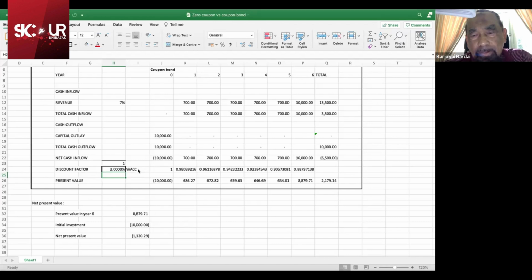Is the coupon received every year for 5 years or 6 years? 5 years. The coupon and maturity are after 5 years, right? At the end of 5 years. So at the end of 5 years is as good as 6 years. Even if you put this as 5 years, the IRR is 7%. Is it? Let's put it at 5 years.